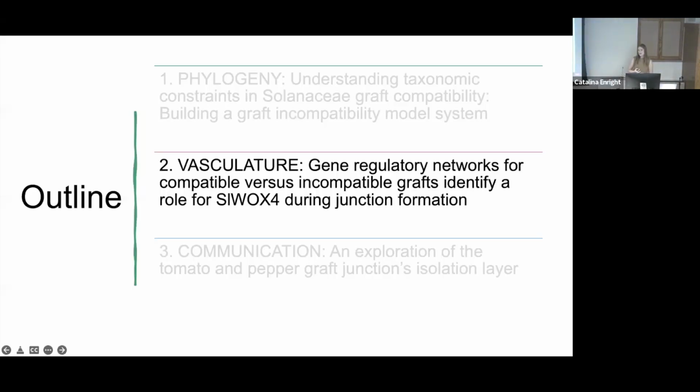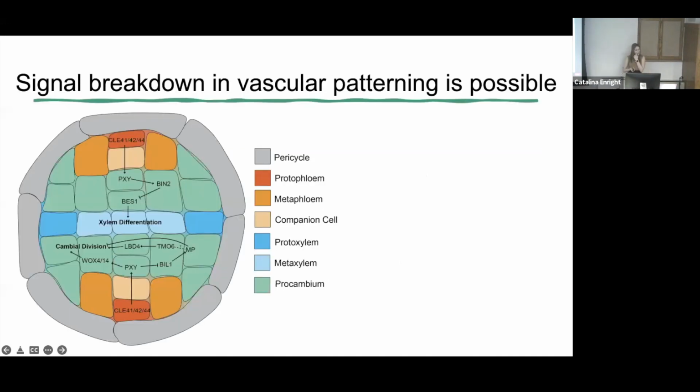So next we'll talk about vasculature, with this title being gene regulatory networks for compatible versus incompatible grafts identify a role for WOX4 during graft formation. So we don't know that much about what's going on in the stem of a grafted plant when it's redifferentiating the vascular tissue. But what we do know a lot about is what happens in the root of Arabidopsis. So this is a good place to start.